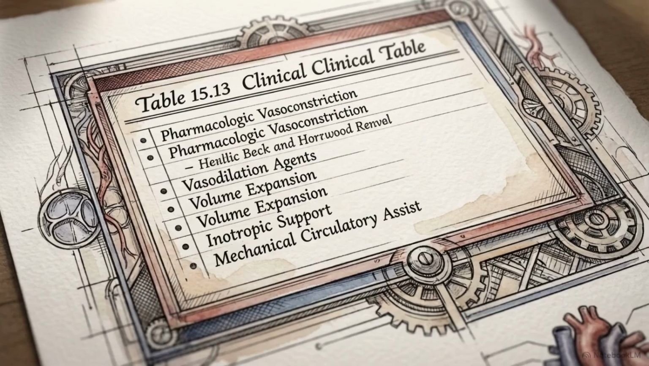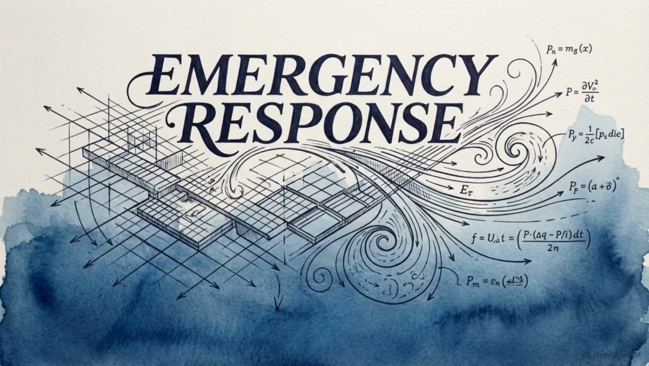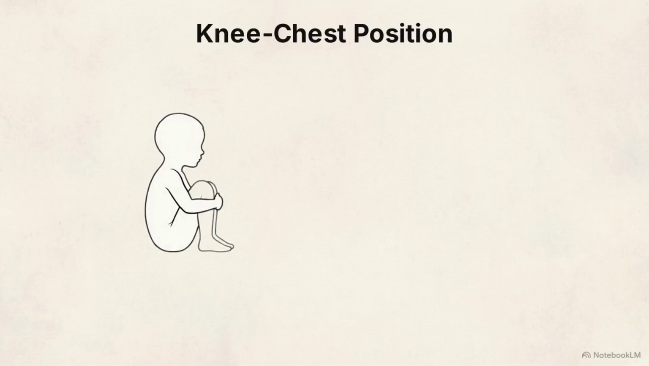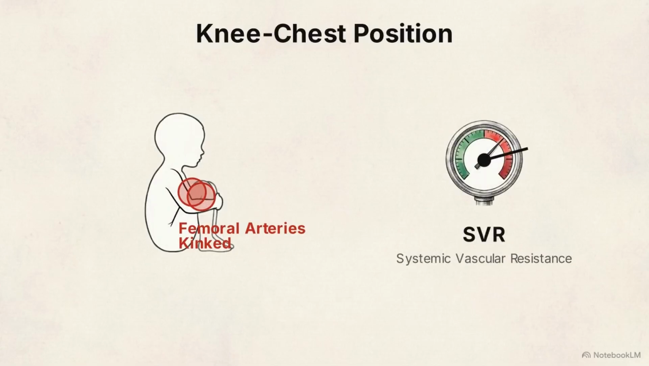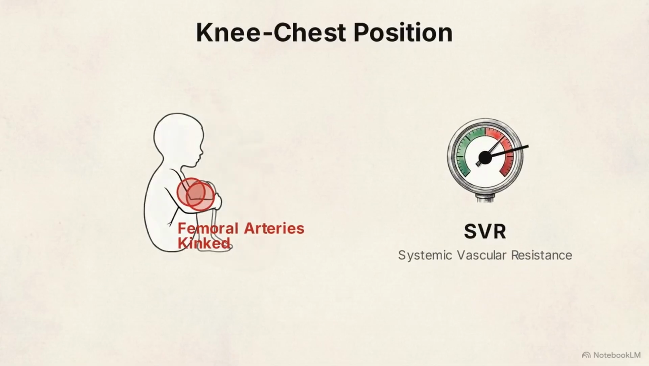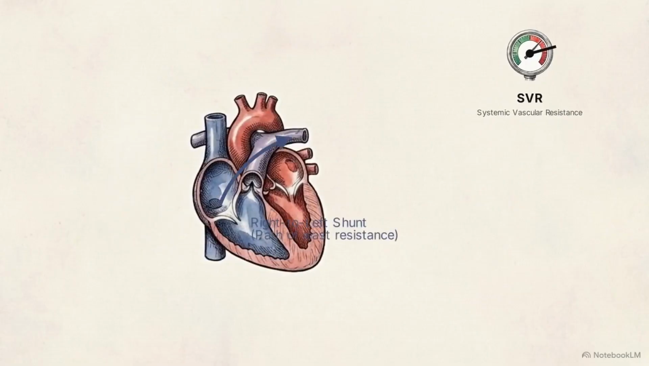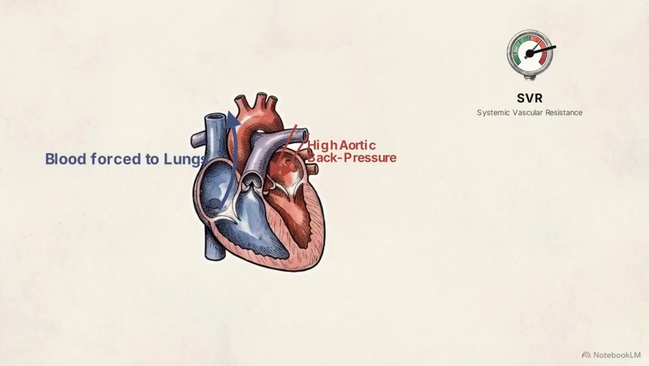The textbook protocol required for your exam answer is a precise checklist for manipulating vascular resistance. We will translate this table into a step-by-step hemodynamic algorithm, beginning with immediate physical positioning. Step 1 is placing the child in the knee-chest position. This specific action physically kinks the femoral arteries in the legs. Kinking the arteries drastically spikes systemic vascular resistance, or SVR. This is the total resistance offered by the systemic circulation. Spiking the SVR creates massive back pressure in the aorta, forcing blood back across the VSD and toward the lungs.